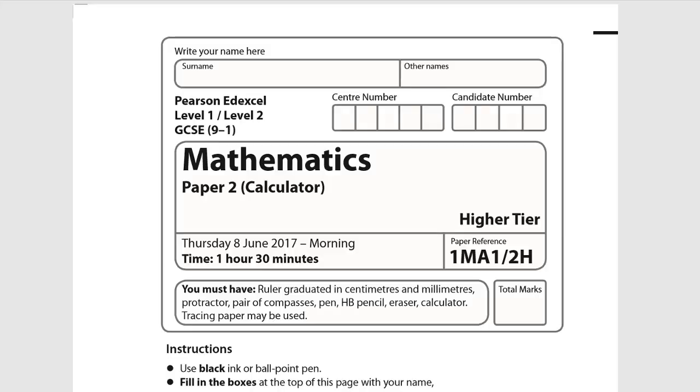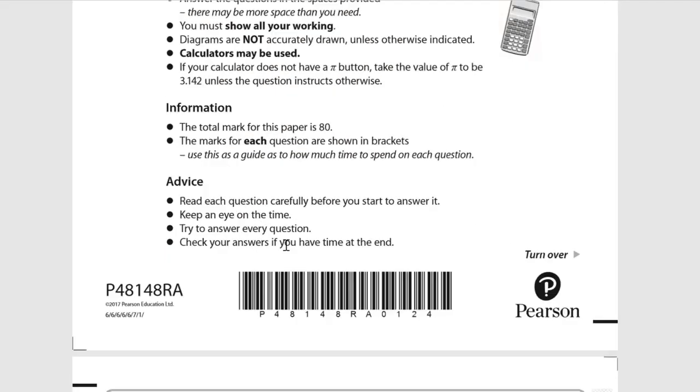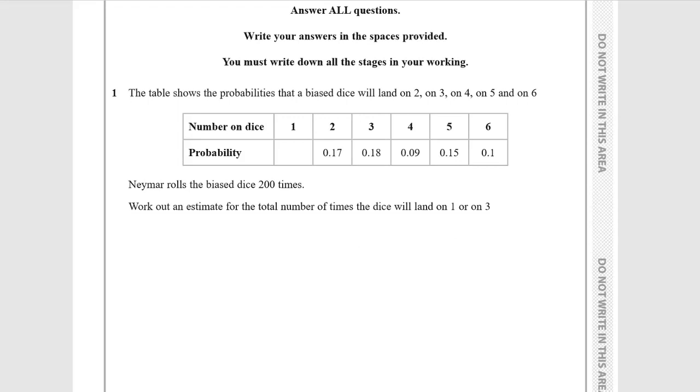This is the Pearson's Edexcel GCSE Mathematics Paper 2 Calculator Higher Tier paper for the summer June 2017 exam. So let's start with question 1.